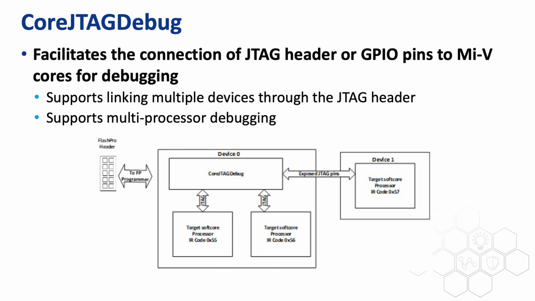CoreJTAGDebug is a soft core that facilitates the connection of a JTAG-based debugger to the Mi-V core for debugging purposes. Users can run their SoftConsole IDE in debug mode and connect via FlashPro through JTAG header to the target Mi-V processor inside the FPGA and debug their application software code.